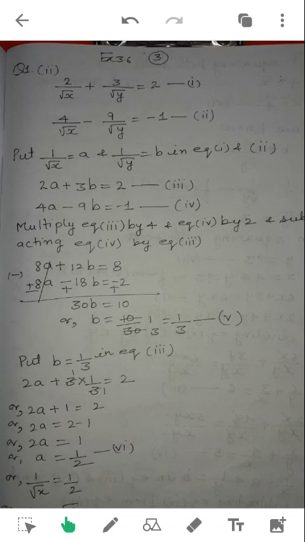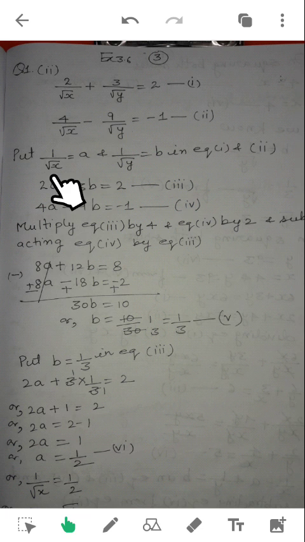Now we are coming to exercise 3.6, question number 1, its second part. The first equation given to us is 2 by root x plus 3 by root y is equal to 2. Say this one as the first equation. And the second equation given to us is 4 by root x minus 9 by root y is equal to minus 1. Say this one as the second equation.